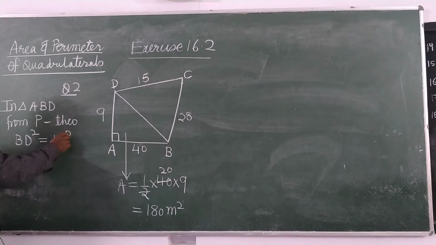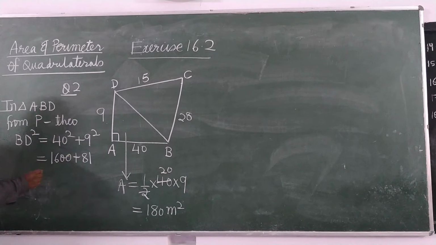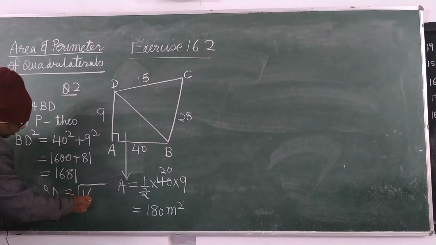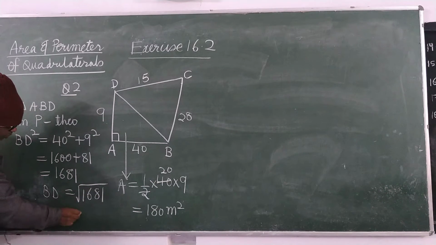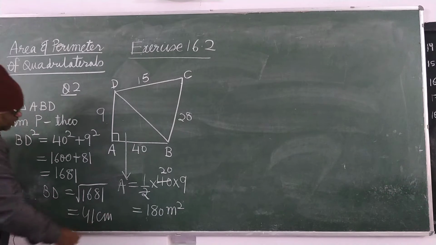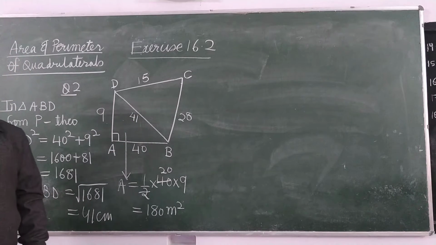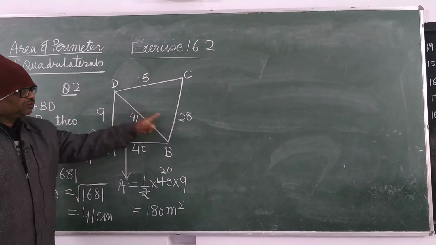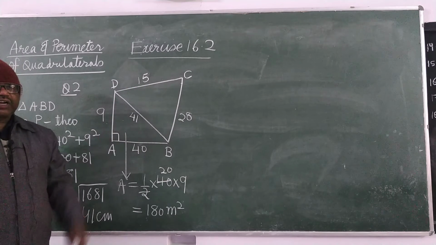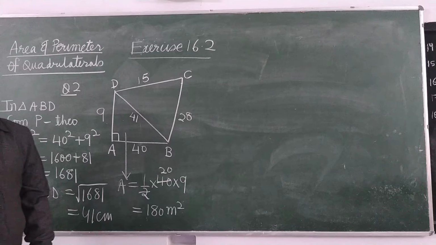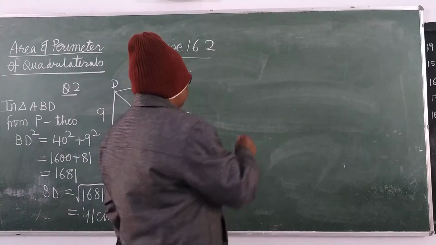40 square plus 9 square. When you will simplify it, it is 1600 plus 81, that is equals to 1681. So what is BD? BD equals to square root 1681, that is equals to 41. Means this is equals to 41 meter. Now by using Heron's formula, we can find area of triangle BCD.